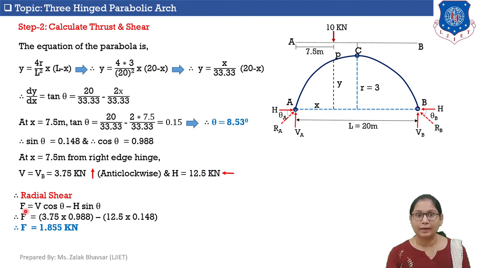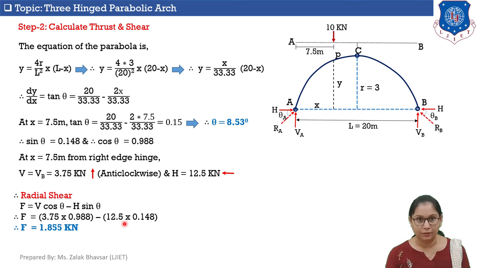So, radial shear F is equal to V cos theta minus H sin theta. Value of V is 3.75. Remember here right edge hinge is at point B. And at point B, reaction is VB. So, I am taking V is equal to VB, which is equal to 3.75. Cos theta, as we calculated, 0.988 minus H into sin theta.